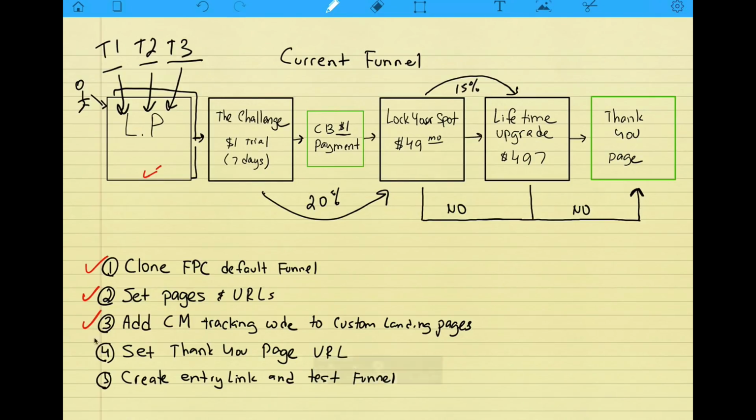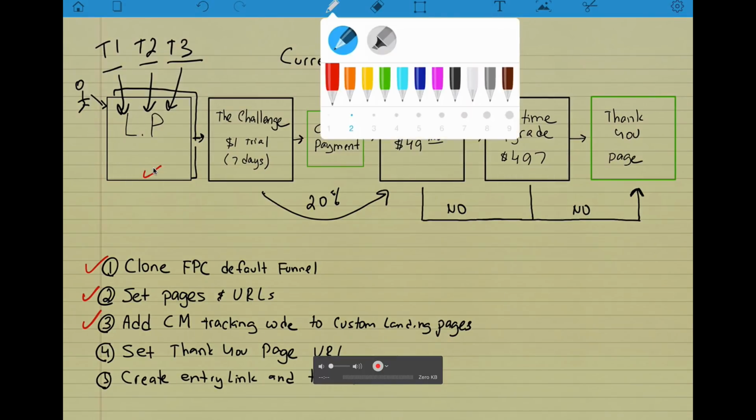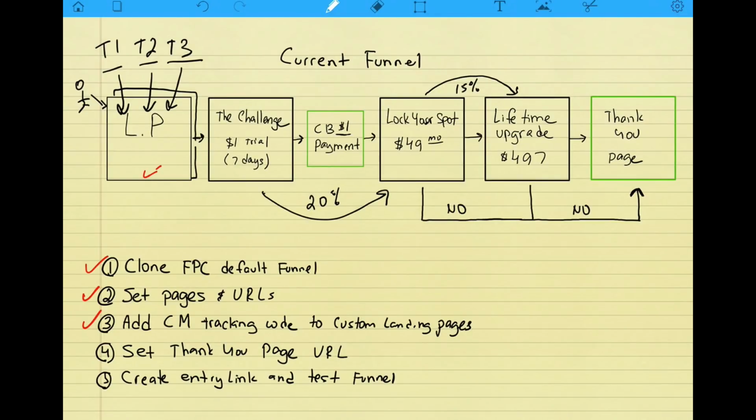Next I'm going to go to step number 4 and set up my thank you page URL. When somebody opts in here, and this will be important, they'll go to my list. But they also need to be redirected to this page right here. Because I'm using these pages as custom pages in ClickFunnels, I need to set up a redirect URL to this page, and it has to be very, very specific. So here's how I'm going to do that.